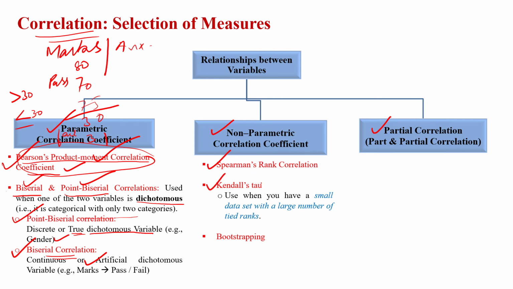Usually it is recommended that if the data set is small, you can go for Kendall's correlation coefficient. Otherwise, you can also apply the Spearman correlation coefficient. And the third option we have, if the data do not follow the normal distribution, is bootstrapping. Bootstrapping is basically sampling with replacement.